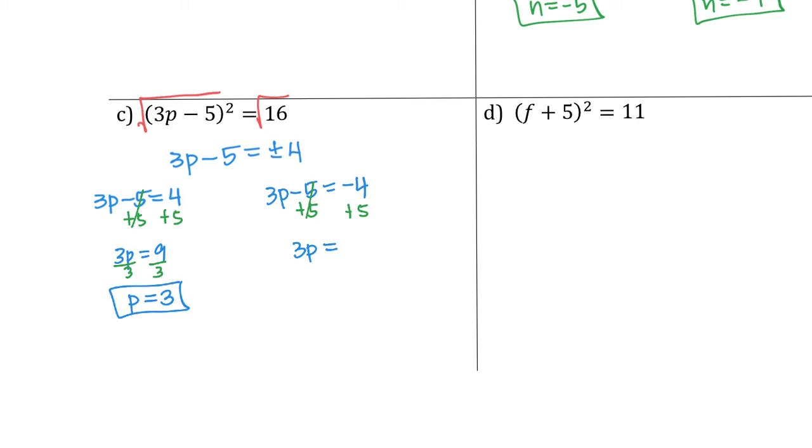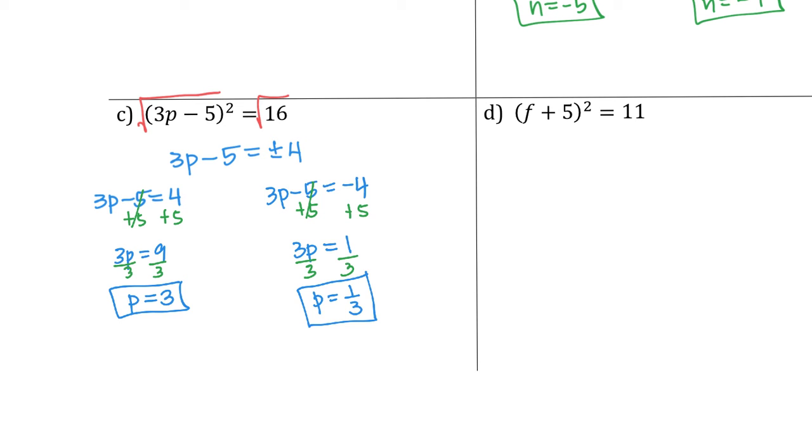-4 plus 5 is 1. Divide by 3. P equals 1/3. So I got P equals 3 and P equals 1/3 as my 2 answers. Okay, now we're going to look at D. D is going to have an irrational root. But the way I start, it's the same.